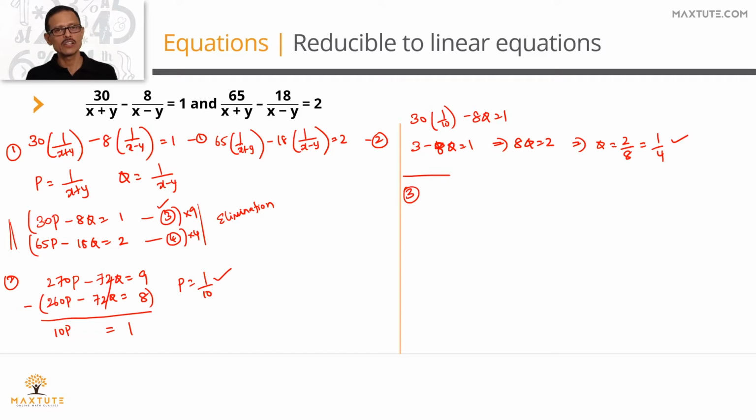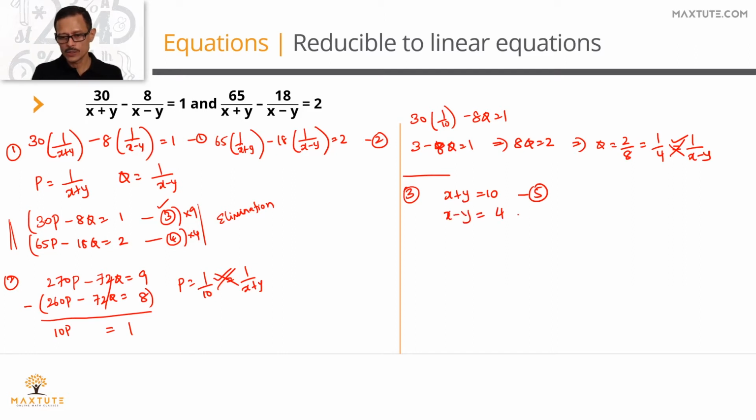Now we'll have to find out the values of x and y. What is p? p is equal to 1 by x plus y. That's what we have assigned it to be. So cross multiply, you'll get the value of x plus y to be equal to 10. Let's call this equation 5. What is q? q is equal to 1 by x minus y. So 1 by 4 is equal to 1 by x minus y. Cross multiply these two, you'll get the value of x minus y to be equal to 4. Let's call this equation 6.